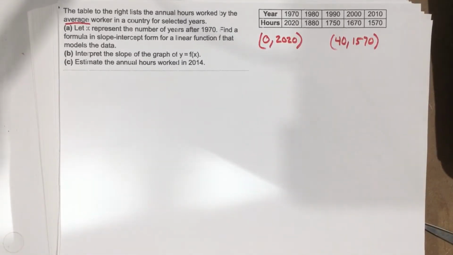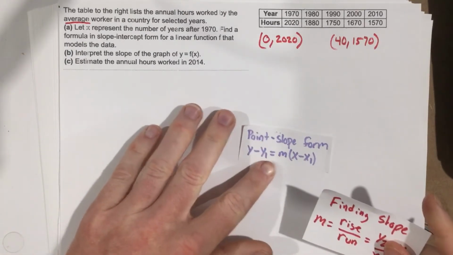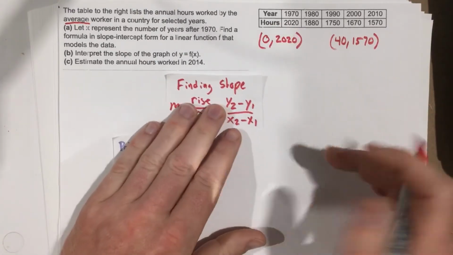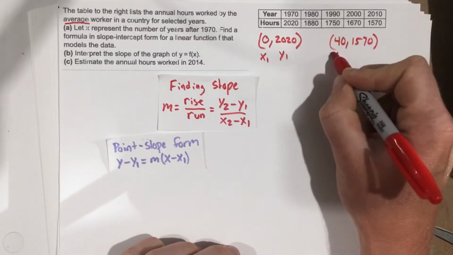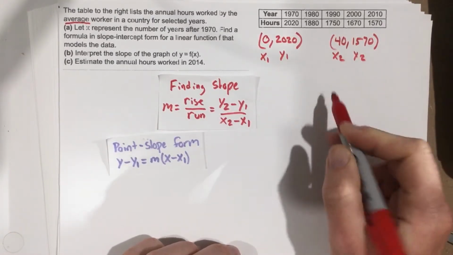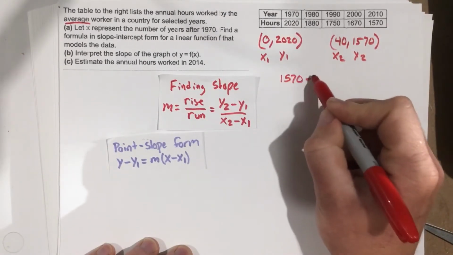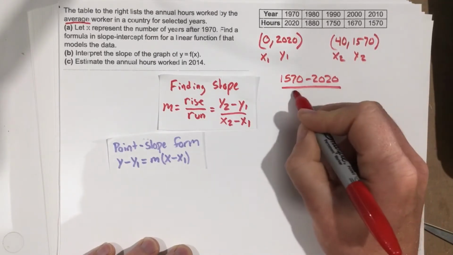Now we want to write this, and they say slope-intercept form. So let's go ahead and use point-slope form to start this, and then we can put it in slope-intercept form. So we need to find the slope first. We're going to call this x1, and this is y1. This is x2, and this is y2. We're going to find the slope by doing 1570 minus 2020 over 40 minus 0.